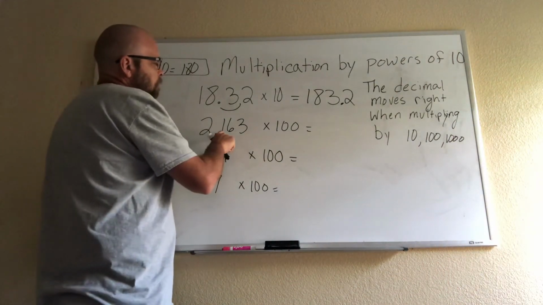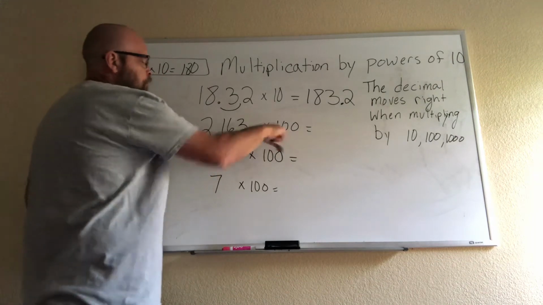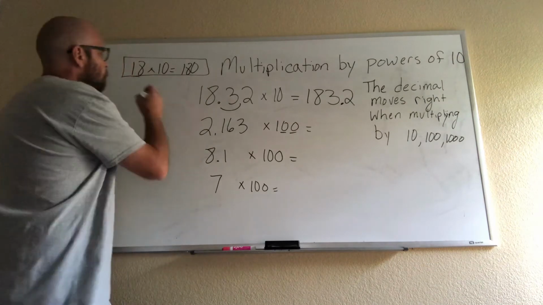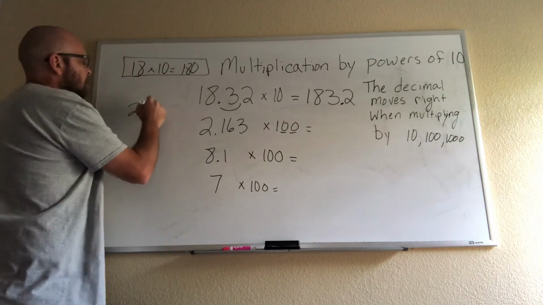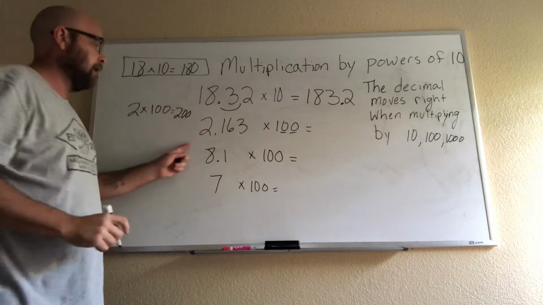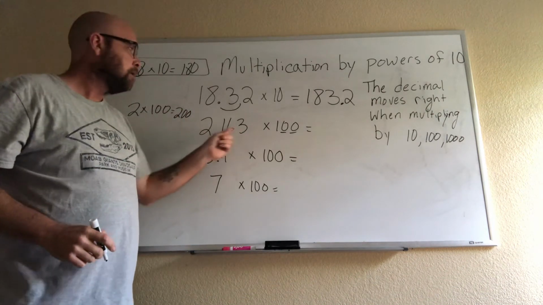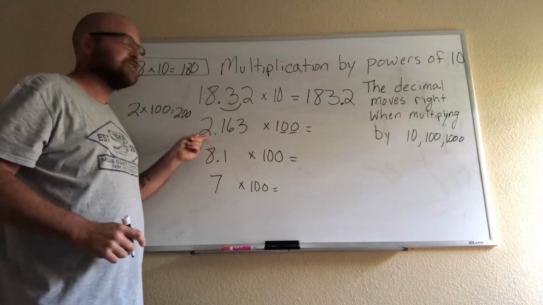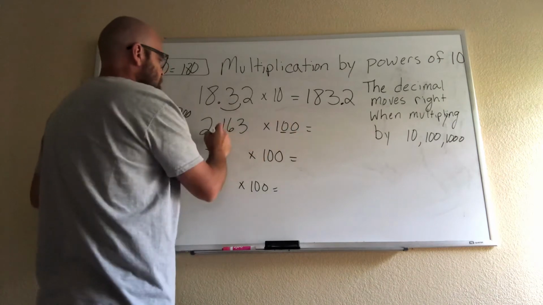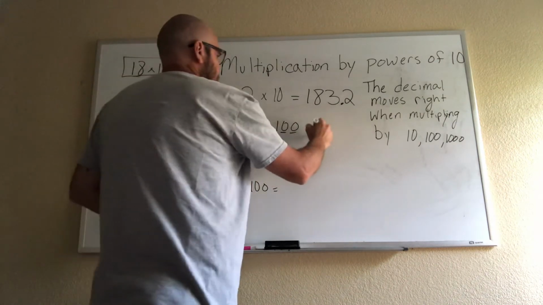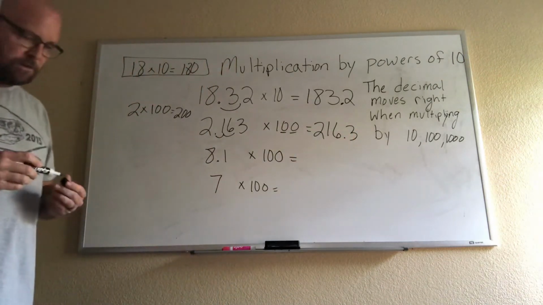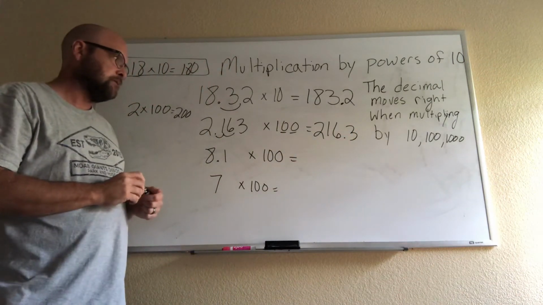2 and 163 thousandths multiplied by 100, there are 2 zeros. If I were to multiply 2 times 100, my answer would be near 200. So my answer needs to be near 200 if I multiply this number by 100, because it's close to 2. I move my decimal point 2 zeros, I move it to the right twice, and my answer is going to be 216 and 3/10. 216 and 3/10.